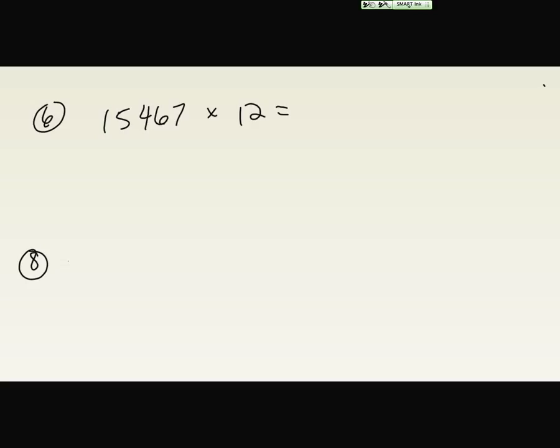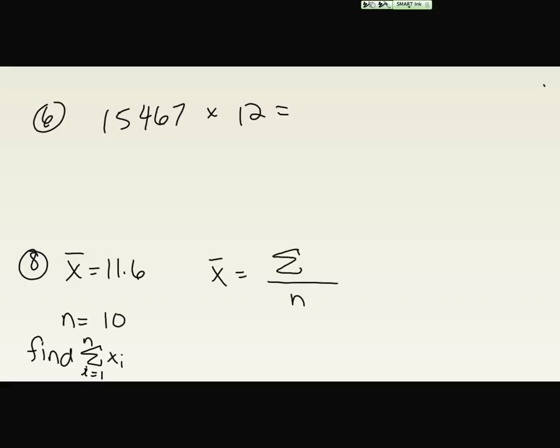Now, number 8 looks scary, but trust me, it is not. It says that the average is 11.6 and that the number of values is 10. And it says find this. Like that looks a little scary, right? I don't necessarily feel like you need to write that all down, but that's what's in your textbook. But remember, we talked about this, that the average is equal to the sum over the total.